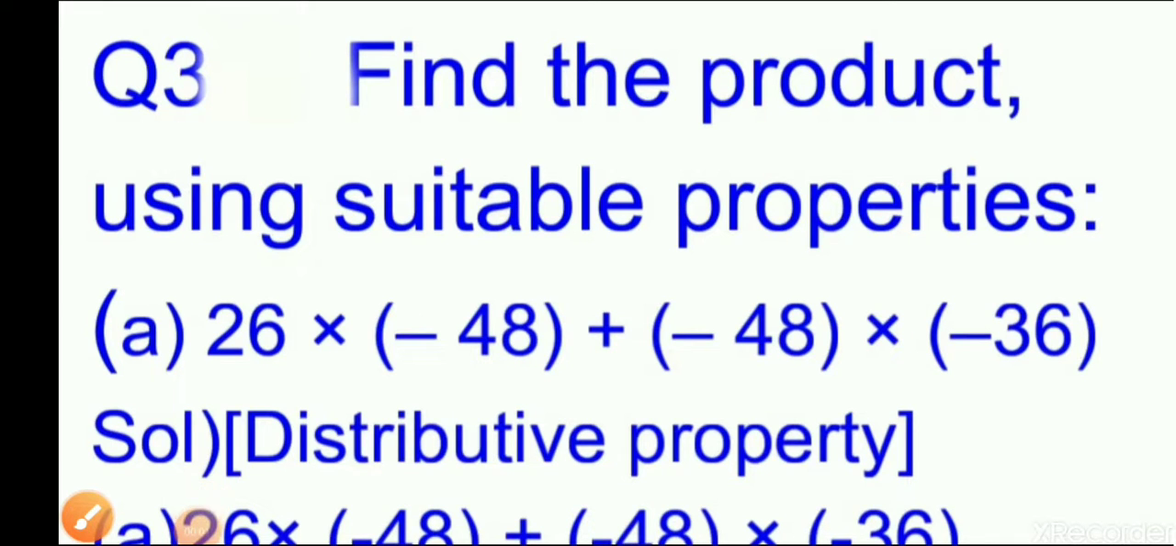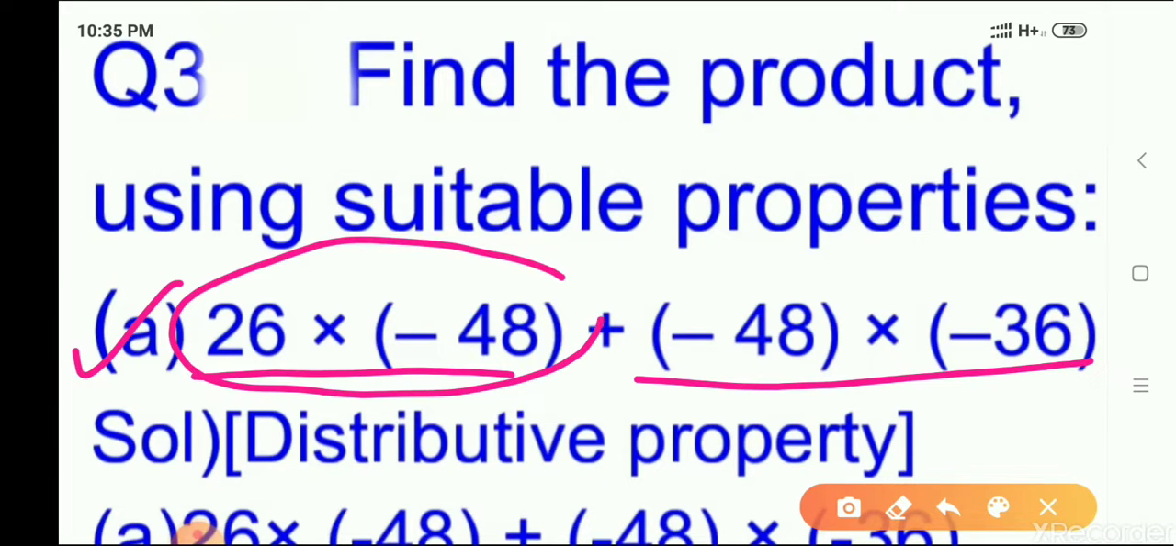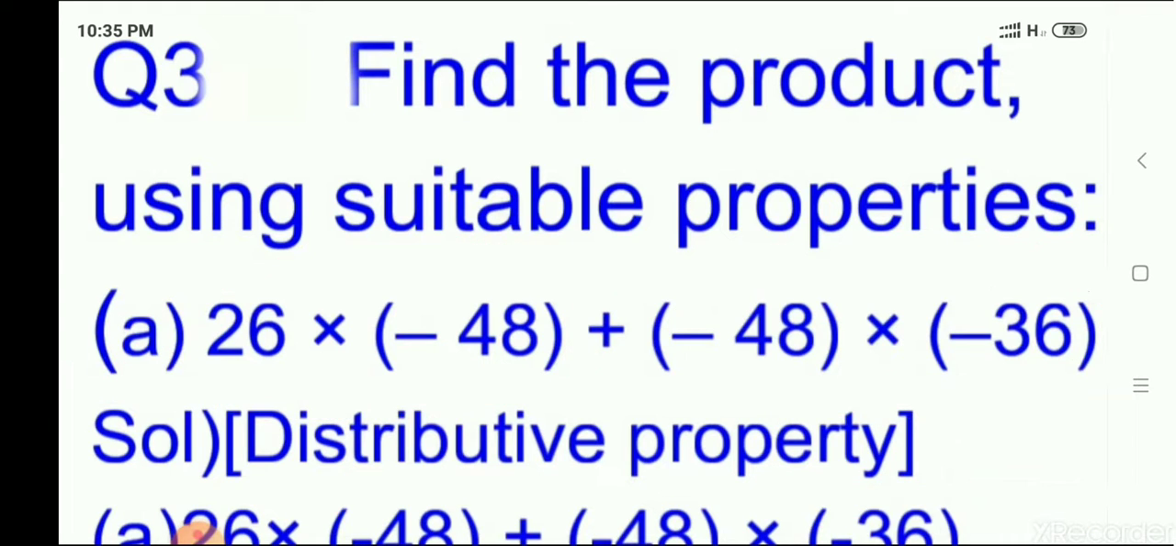Now the third question is, find the product using suitable properties. So here the question is 26 into minus 48 plus minus 48 into minus 36. We can see that this question consists of two parts. The first part is 26 into minus 48 and the second part is minus 48 into minus 36, because there is a plus operation in between both of them. So it will be in two parts.